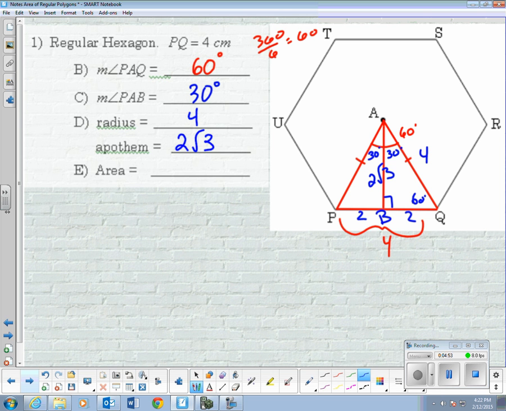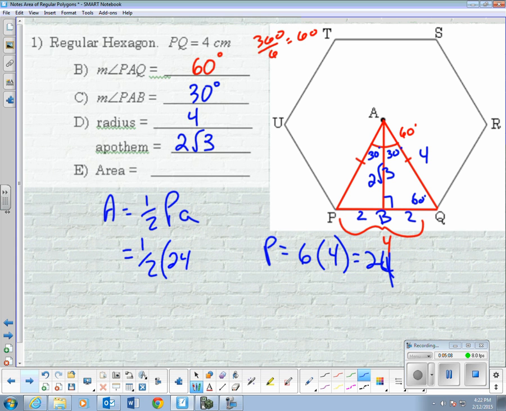So if we want to find the area, this area is equal to 1/2 perimeter times apothem. Let's do our perimeter work over here to the side. There are 6 sides and each side is 4, so that's 24 units there. And so area is equal to 1/2 24 times my apothem, which is 2 square root of 3, and therefore this answer is 24 square root of 3 centimeters squared.